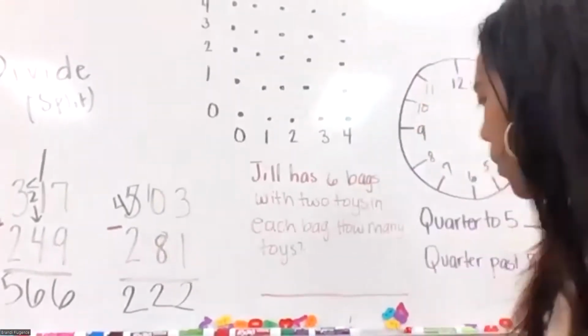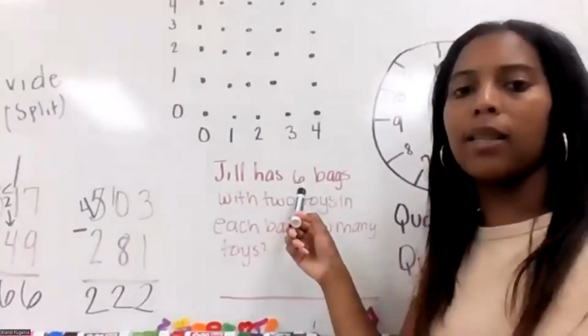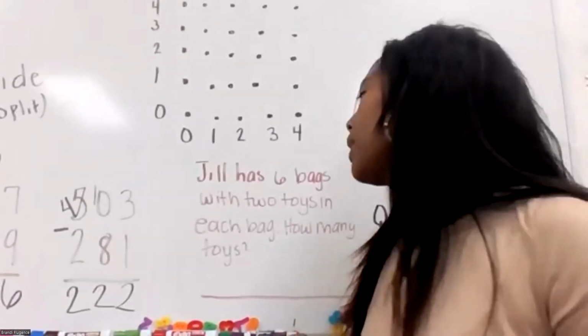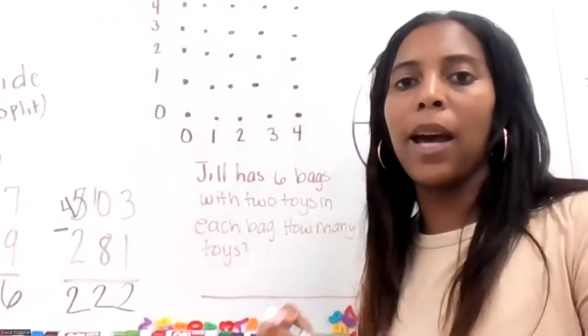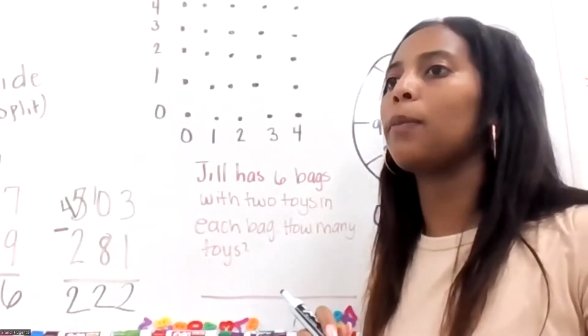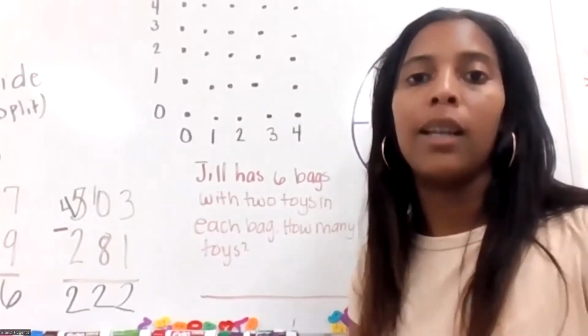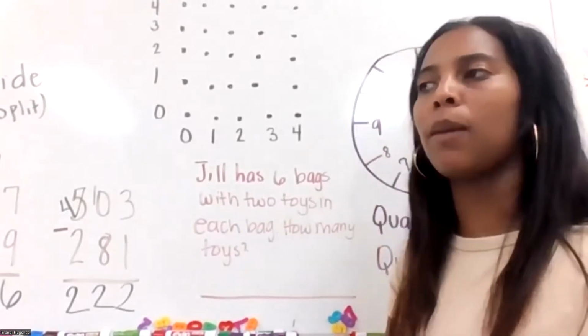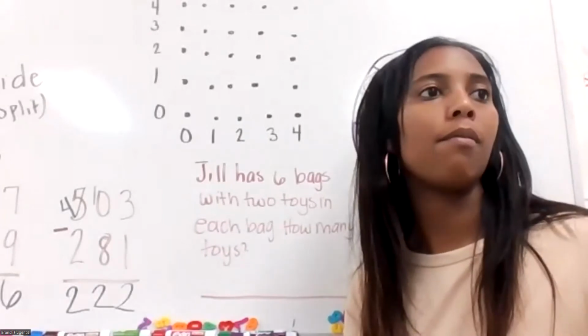All right, let's make a story problem. Jill has 6 bags with 2 toys in each bag. How many toys does she have total? So we have our 6 bags, right? This is a multiplication story problem because we have 6 bags and how many toys are in each bag? 2. What would be my number sentence, my multiplication sentence for this story problem?